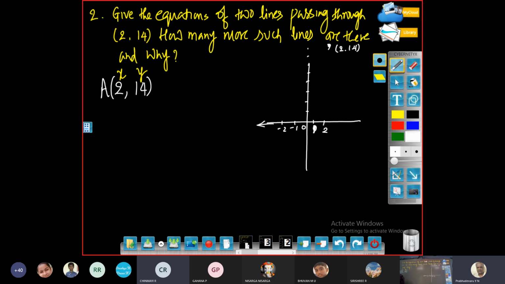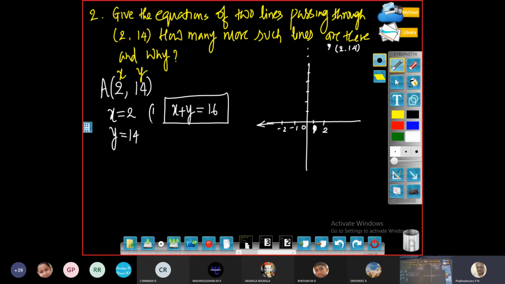Now x value here is 2. Y value is equal to 14. Using these two values, form the equation. Just a simple one: x plus y is equal to 16. Very good. Add these two numbers, x is 2, y is 14, that is 16. This is the first equation.